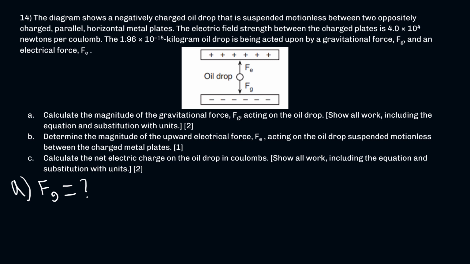All right, in the prompt for the question, it says here we have a negatively charged particle. It's between two horizontal plates. It says what the electric field strength is. That's not really going to help us to find our force of gravity. But it does say we have a 1.96 times 10 to the negative 15th kilogram oil drop. All right, so if for some reason you forgot that kilograms is the unit for mass, they give it to you on the reference table on the front page because there's a few times where it says mass of something.